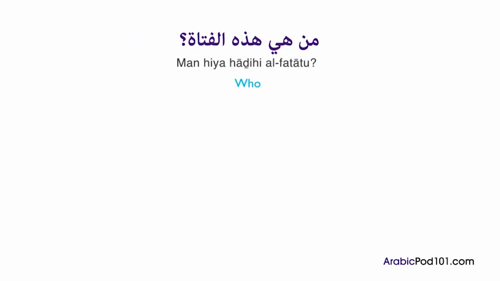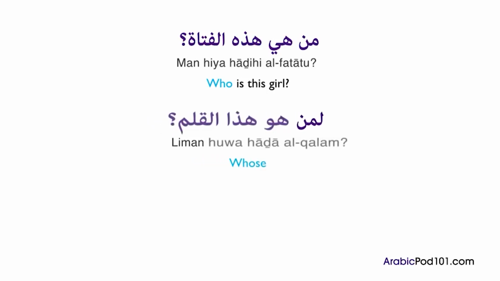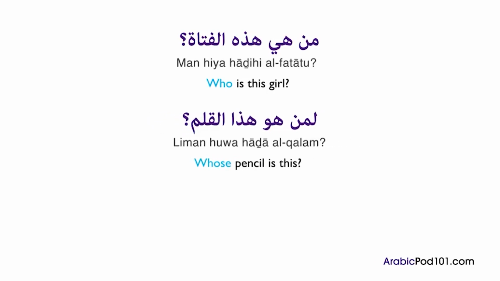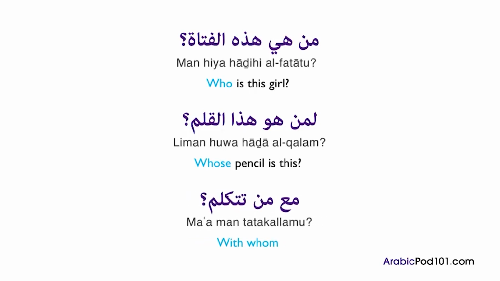Before ending this lesson, let's go back and look at all the ways to translate who in Arabic. من is the basic who, as in من هي هذه الفتاة? Who is this girl? لمن is asking about the ownership. It is the equivalent of whose, as in لمن هو هذا القلم? Whose pencil is this? مع من is with whom, as in مع من تتكلم, or with whom are you talking?